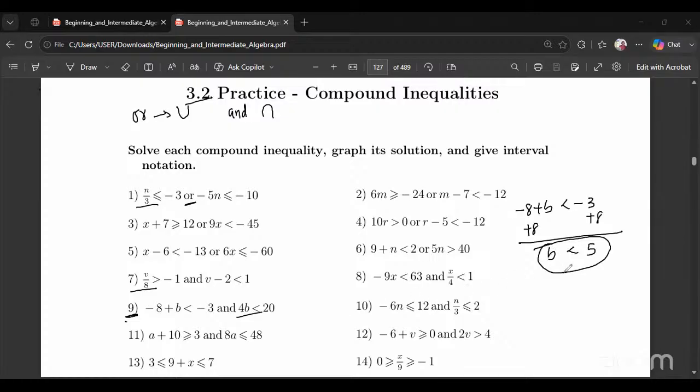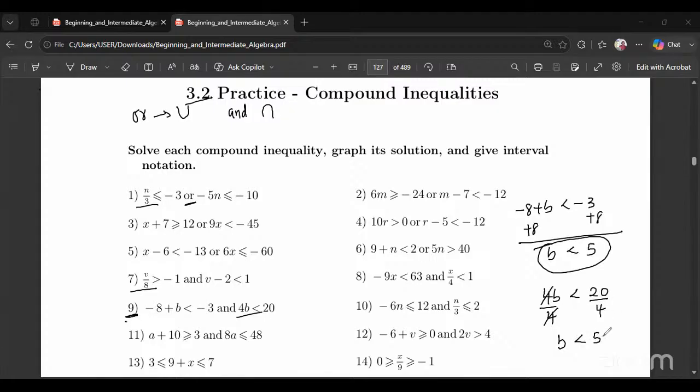Now the second one is going to be 4b is less than 20, right? So we're dividing both sides by 4. And because we're dividing both sides by a positive number, we don't have to worry about flipping the inequality, it will not change. So we have 20 divided by 4, that is going to be 5.